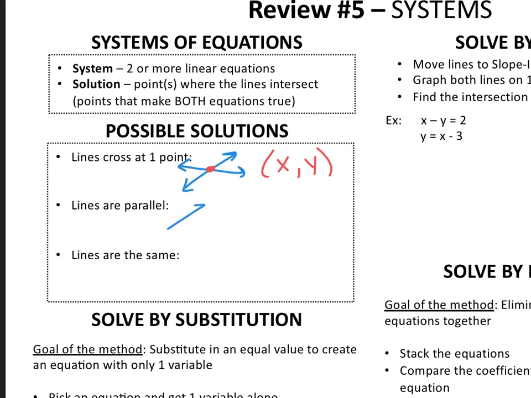Another option is the lines end up being parallel, which, if lines are parallel, means they're going to have the same slope. And by the definition of parallel lines, that means they're never going to cross, they're never going to intersect, which means there's no solution.